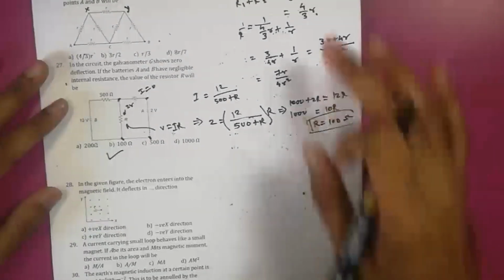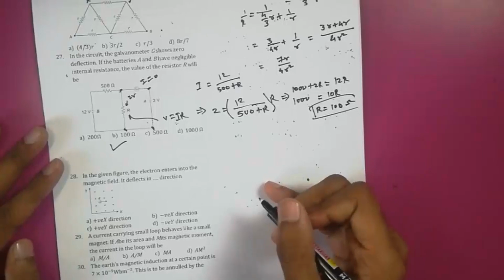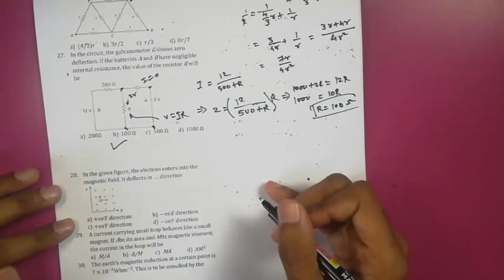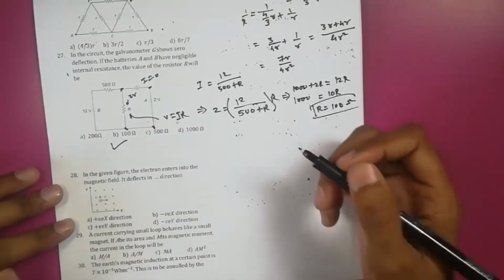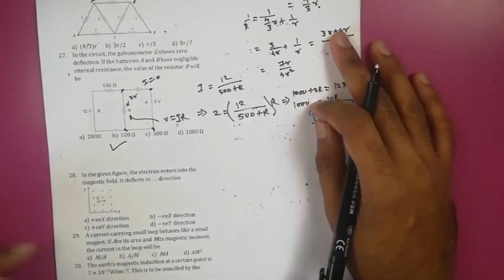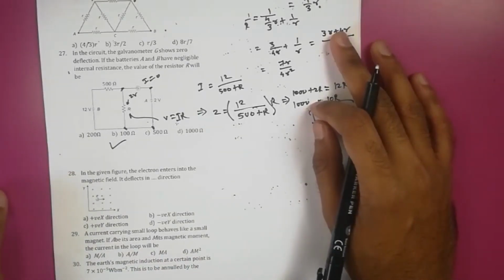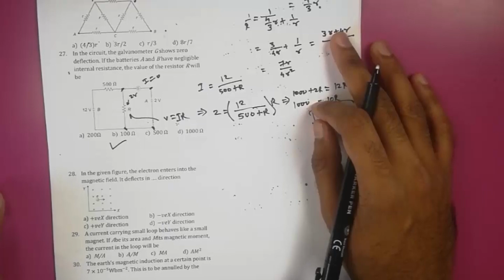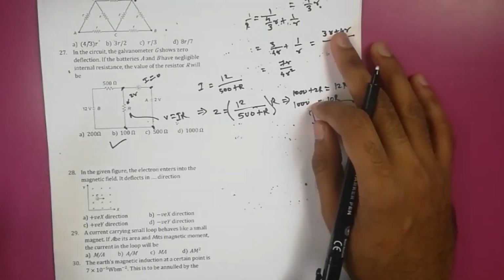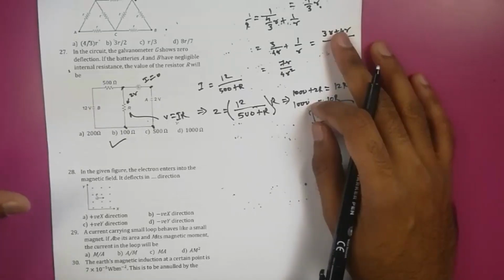Next is, in the given figure, the electron enters into the magnetic field. It deflects in which direction? Now, if the electron is entering into the magnetic field because it is moving in this direction, you can use Fleming's left-hand rule to find out in which direction the electron will be deflected.